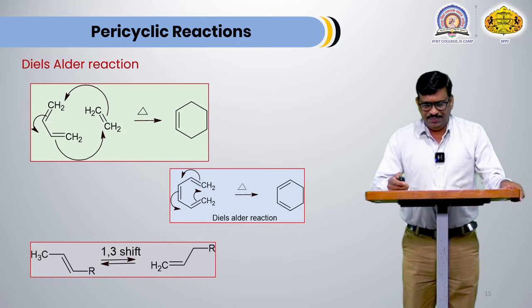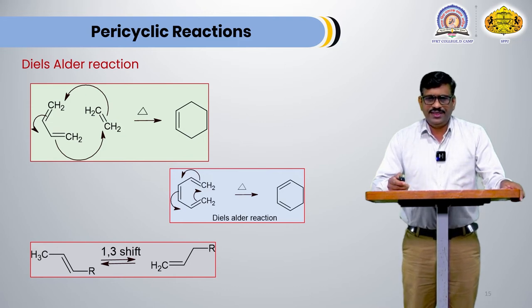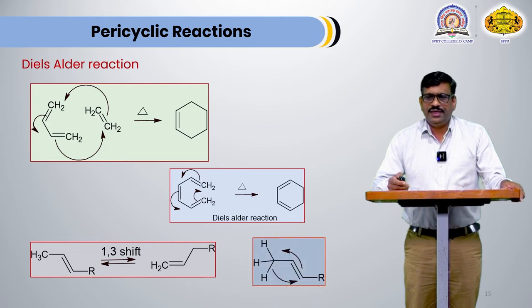In the third example, a 1,3-hydride shift is shown. A hydrogen atom of the CH3 group migrates to the third position to produce a product, and in this diagram it is shown how that migration of hydride takes place.